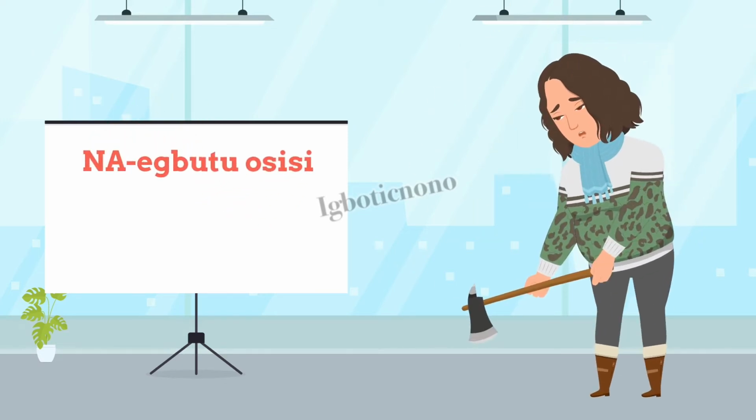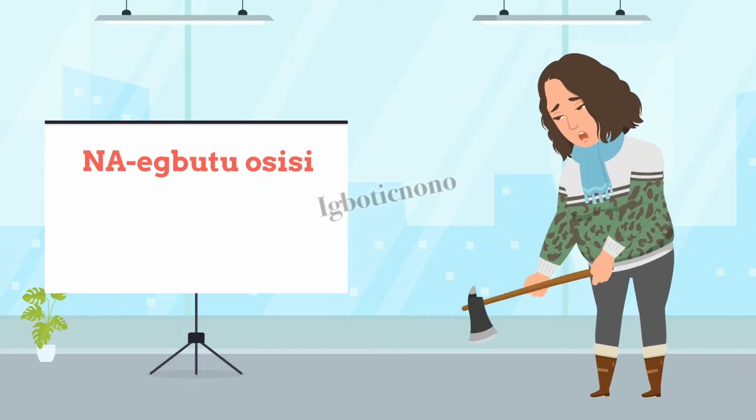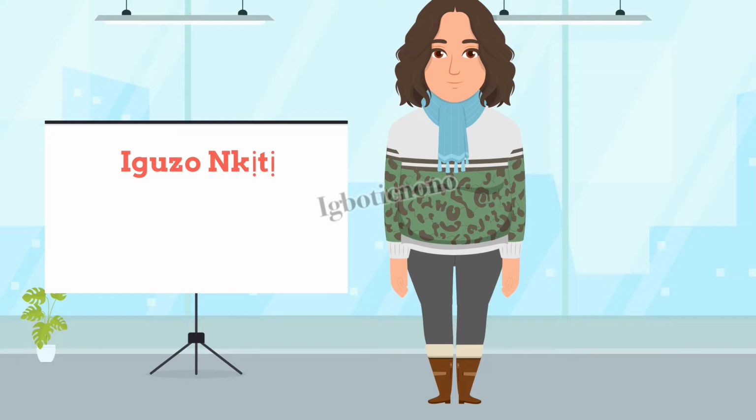Na ebutu osisi. Basically, most people use an axe to cut down trees, cut down the wood, and anything I think about. So the vivid example here I can use is na ebutu osisi, cutting wood.